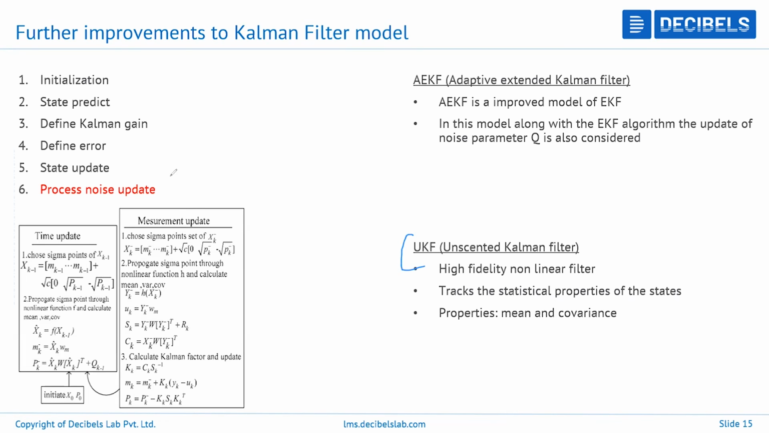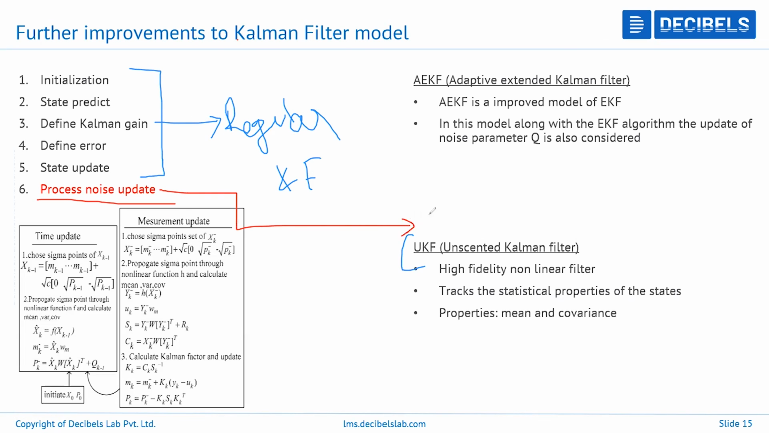So here the thing is, in the adaptive extended Kalman filter, which is given as AEKF, apart from the regular Kalman filter model, we also have an addition to this particular algorithm, and that is called updating the process noise. So basically, Q was considered static in the previous condition. Here, Q will be updated.